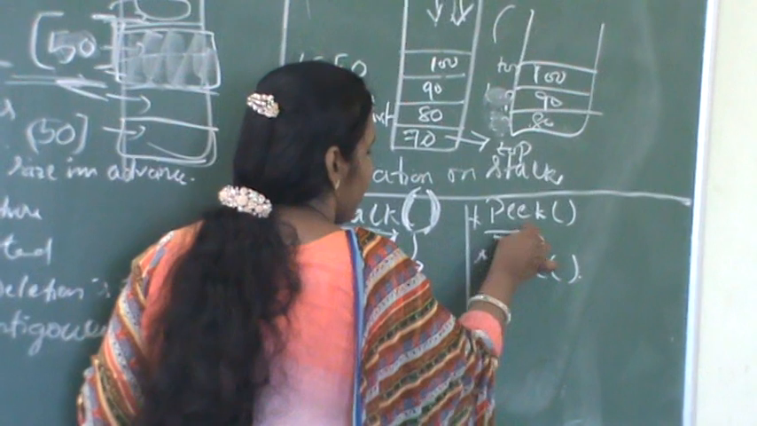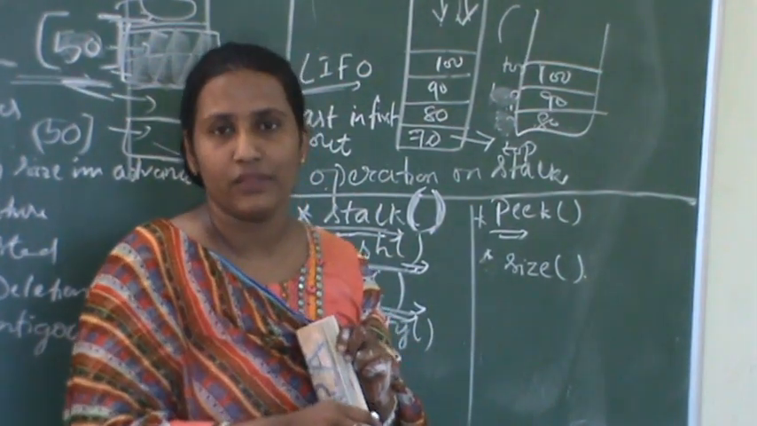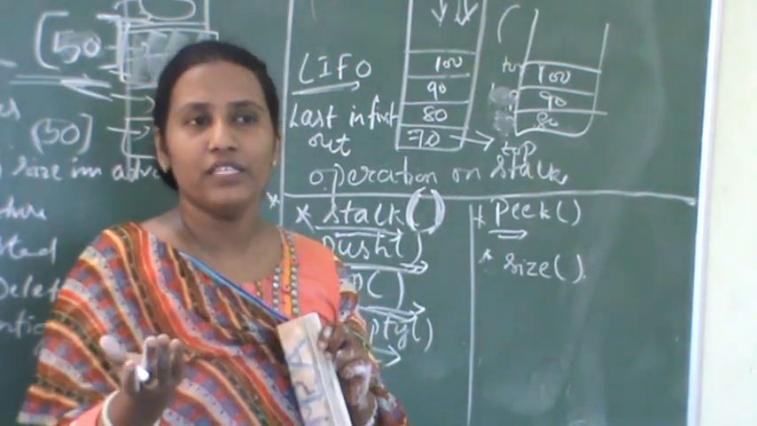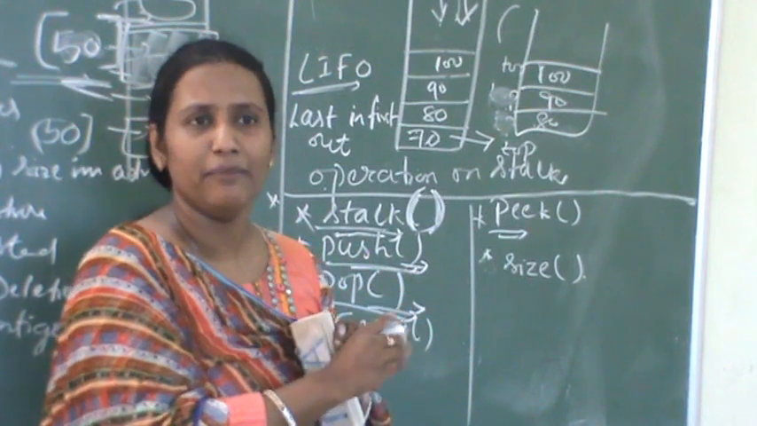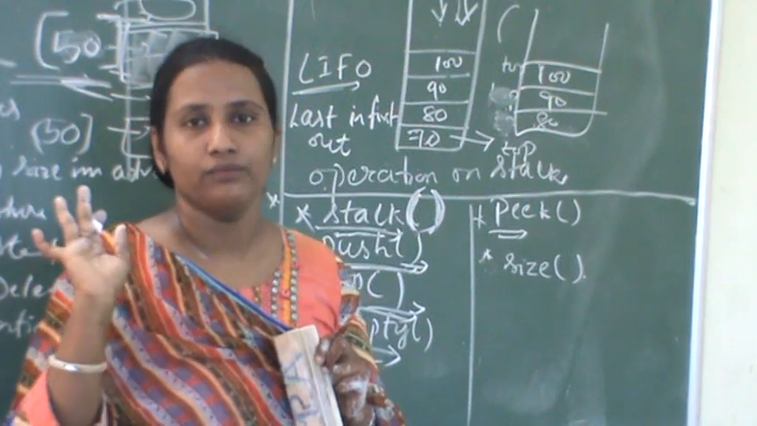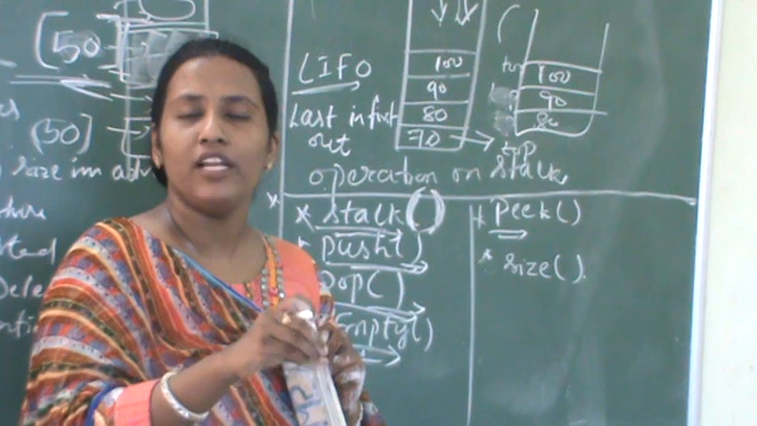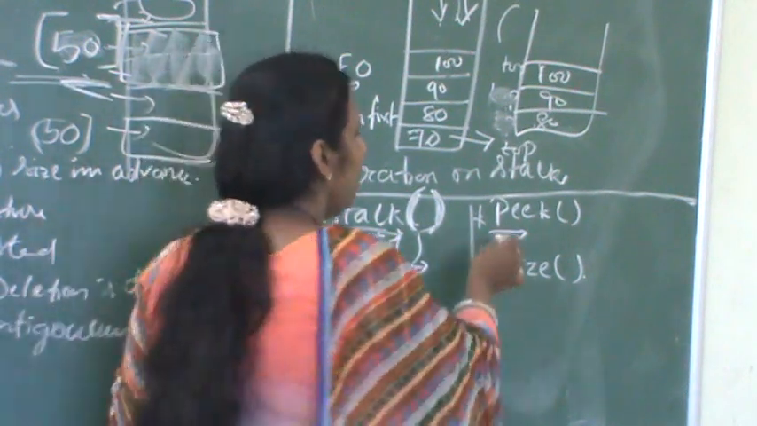Next, the peek function. This peek function is used to return elements from the stack. See, removing is different, returning is different. Removing means that element is completely removed from the stack. Returning means it just sends a copy of that element to the user. The element is already there; just a copy of the element is given to the user for the operation. That is the peek function.